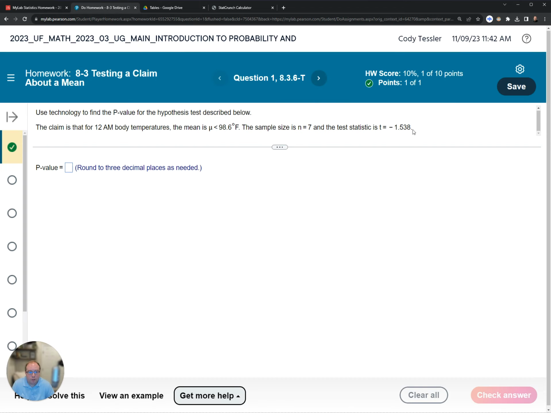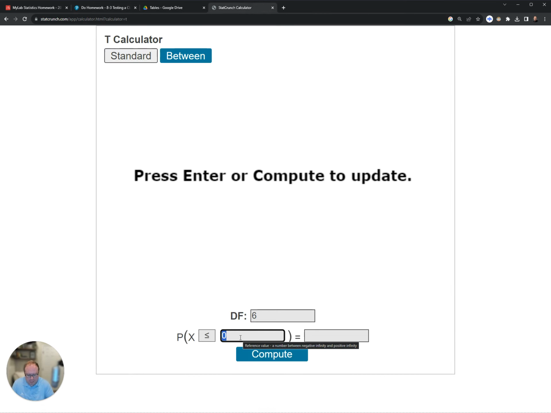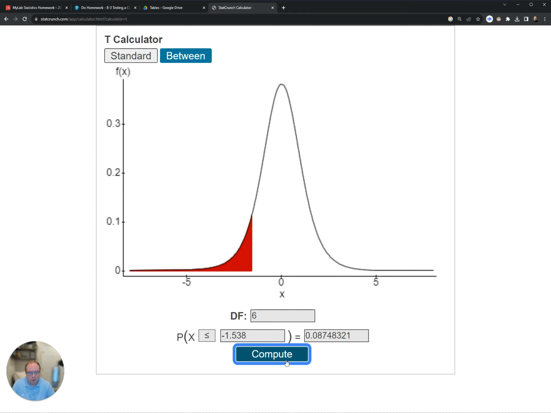And so let's go ahead and grab that. Can I copy that? Unfortunately not. So negative 1.538. And it is a left-tailed test. If it was a right-tailed, you would have to change that to greater than. And leave this blank, because when you hit compute, it'll tell you the area in this part of the curve. So this is going to be 0.0874. We need to round this to 3 decimal places, so round that down naturally to 0.087.